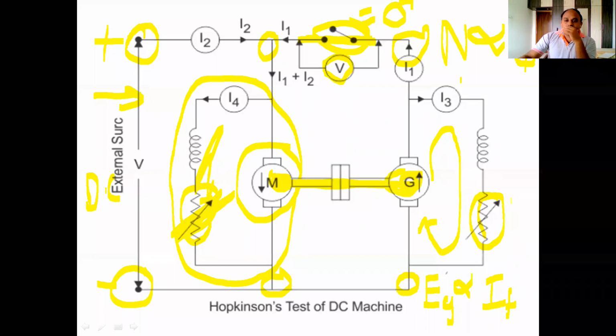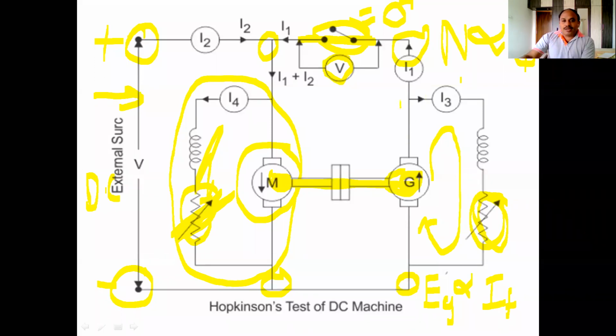After that, gradually varying the field rheostat of the generator, the generated voltage magnitude increases. That means we are increasing the generator potential. So the generator is at a higher potential and the motor is at a somewhat lower potential. Power flows from higher potential to lower potential. Therefore, electrical power flows from the generator to the motor.